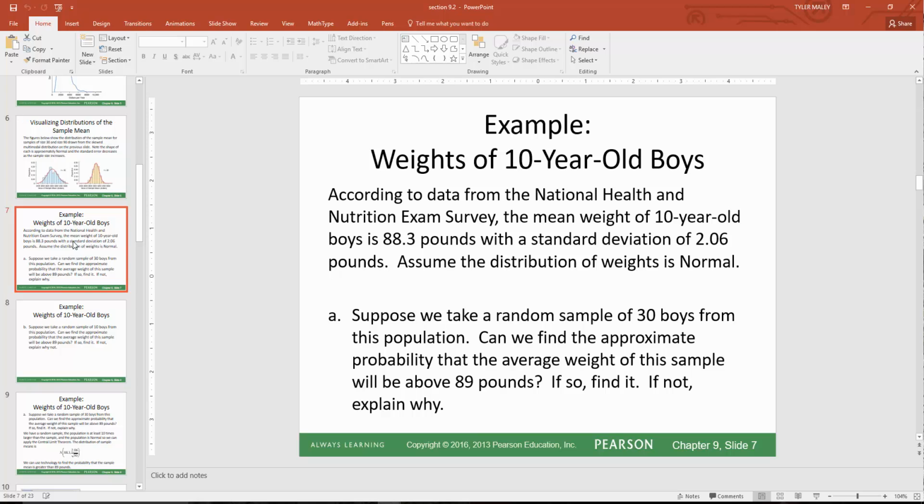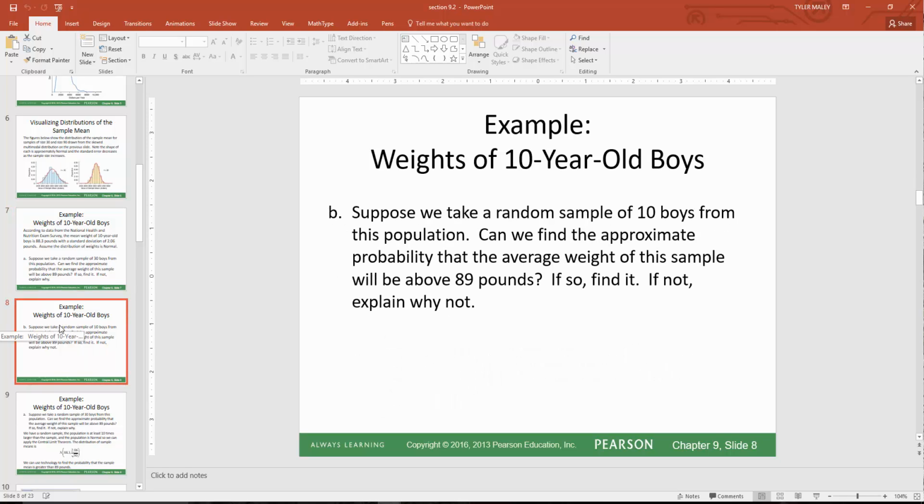So here's an example. We're looking at weights of 10-year-old boys. According to data from the National Health and Nutrition Exam Survey, the mean weight of a 10-year-old boy is 88.3 pounds with a standard deviation of 2.06 pounds. So we want to assume that the distribution of weights is normal. This is an assumption that we were given. Part A says, suppose we take a random sample of 30 boys from this population. Can we find the approximate probability that the average weight of this sample will be above 89 pounds? If so, find it. If not, explain why.